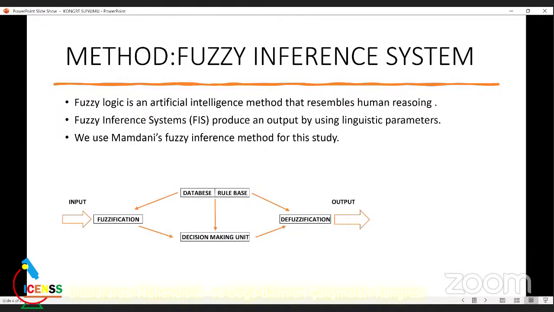Our study was performed in MATLAB Fuzzy Logic Designer 2019. Fuzzy logic is a method of artificial intelligence similar to human reasoning for dealing with various uncertainties. Fuzzy inference systems generate outputs by processing incomplete, ambiguous, fuzzy inputs of a problem that can be defined by linguistic parameters. We use Mamdani's fuzzy inference method for this study.